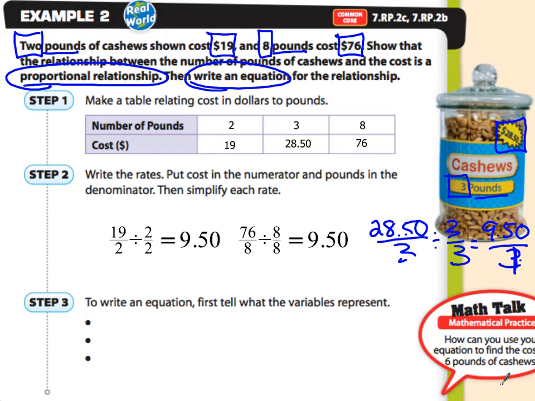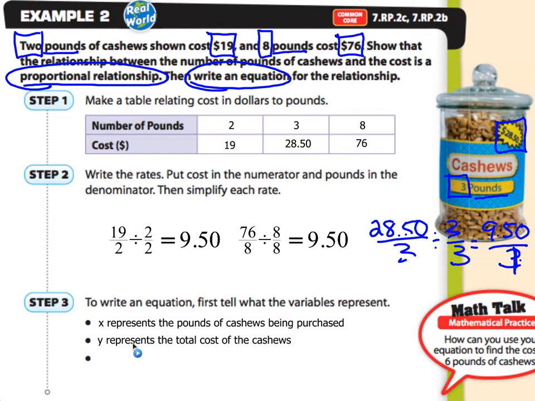But now we have to write an equation. And to write this equation, I have to think of what the variables represent. So my first variable that I'm going to think about is x. Okay, x is the independent variable. And the independent variable means it doesn't depend on anything else. So the number of pounds doesn't depend on anything. All right? So the number of pounds of cashews being purchased is the x. The dependent variable, though, is the cost. That's our y. The cost depends on how much we buy.